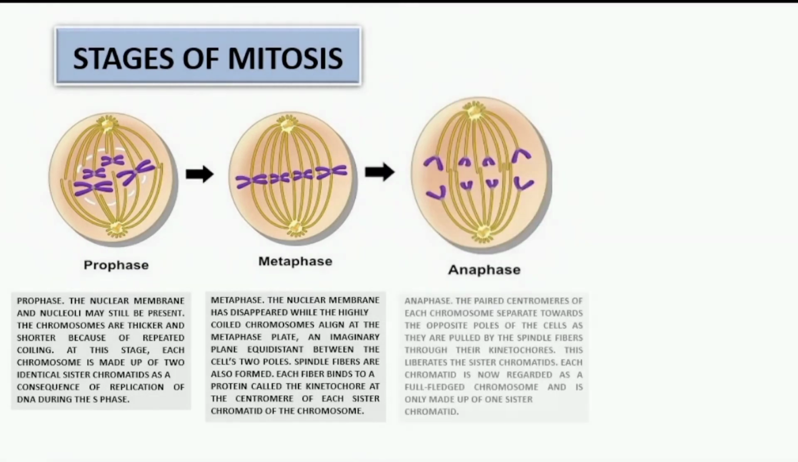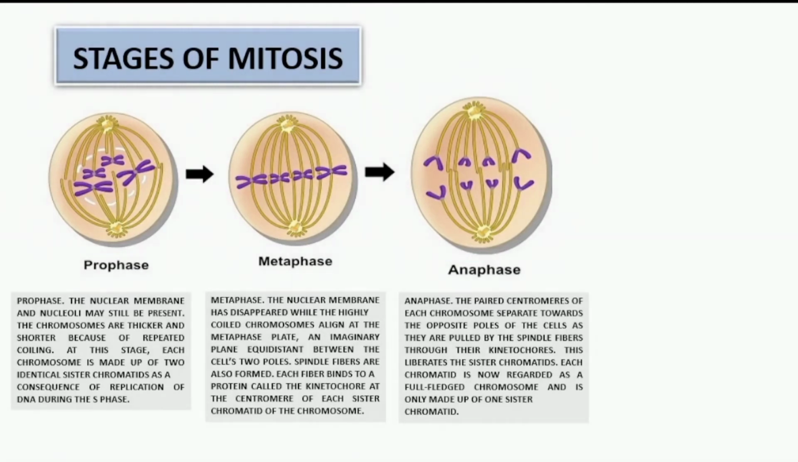The third one is the anaphase. The paired centromeres of each chromosome separate towards the opposite poles of the cell as they are pulled by the spindle fibers through their kinetochores. This liberates the sister chromatids. Each chromatid is now regarded as a full-fledged chromosome and is now made up of one sister chromatid.